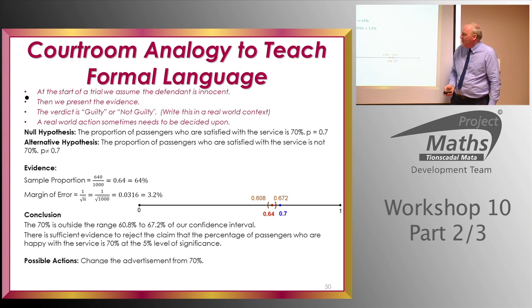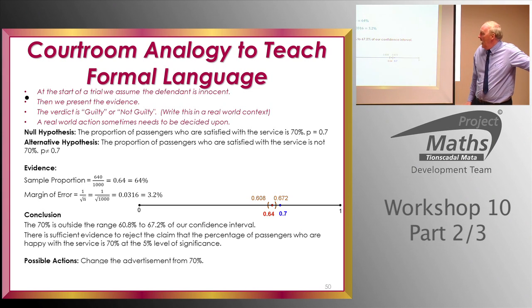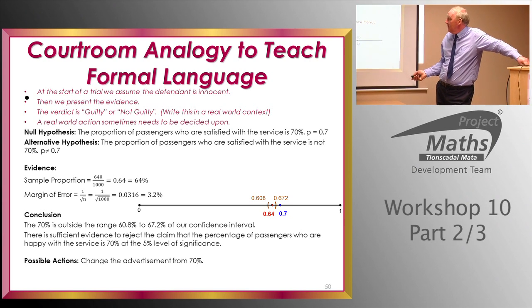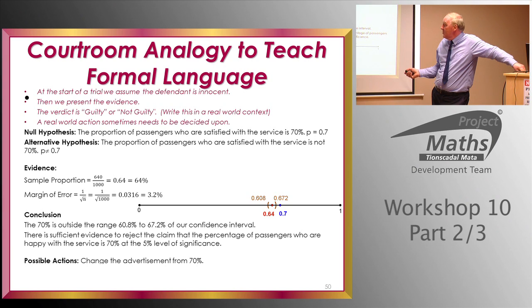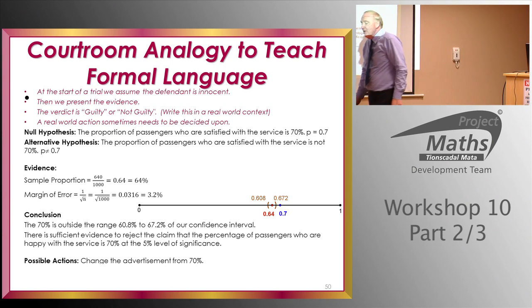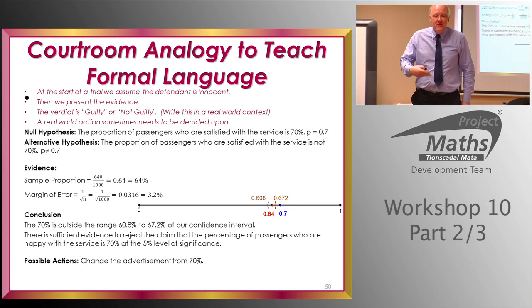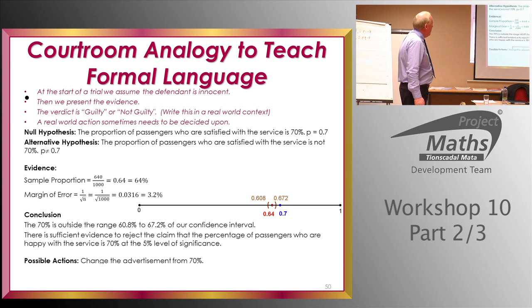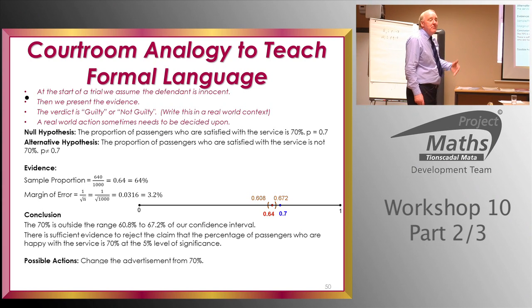Okay? So the conclusion is that the 70% is outside the range of our confidence interval. There is sufficient evidence to reject the claim that the percentage of passengers who are happy with the service is 70% at the 5% level of significance. So there's enough evidence at the 5% level of significance. Now, the actions. Well, you could change the advertisement from 70%.